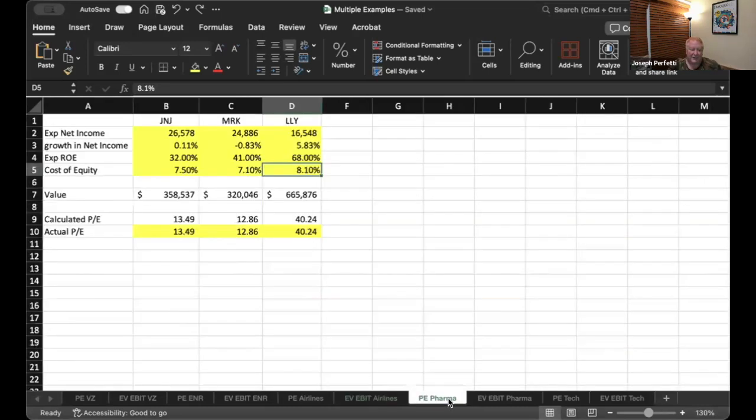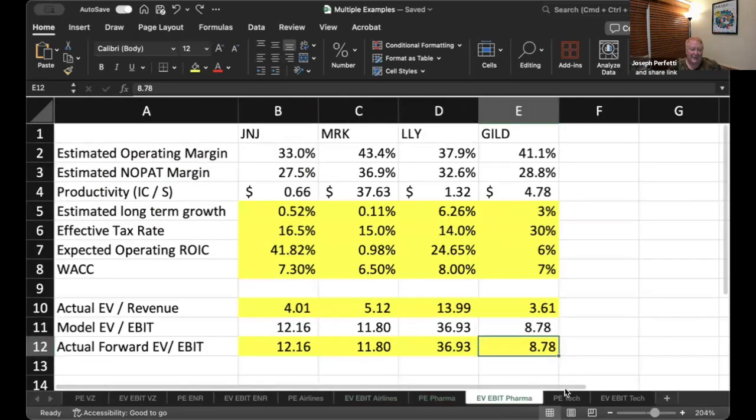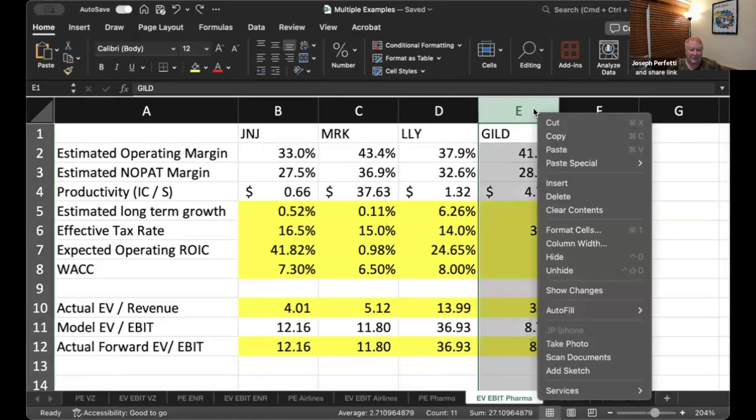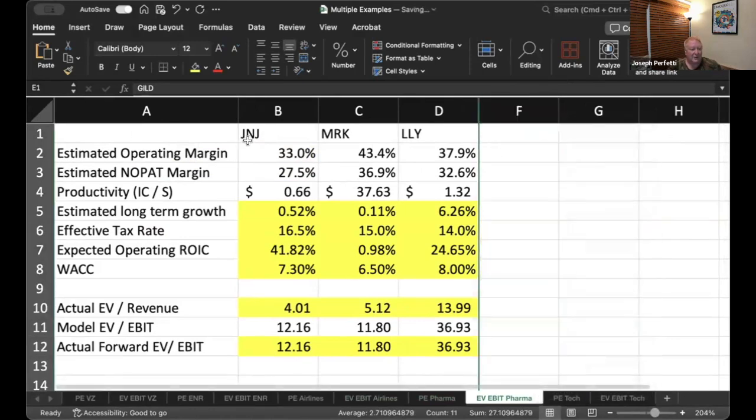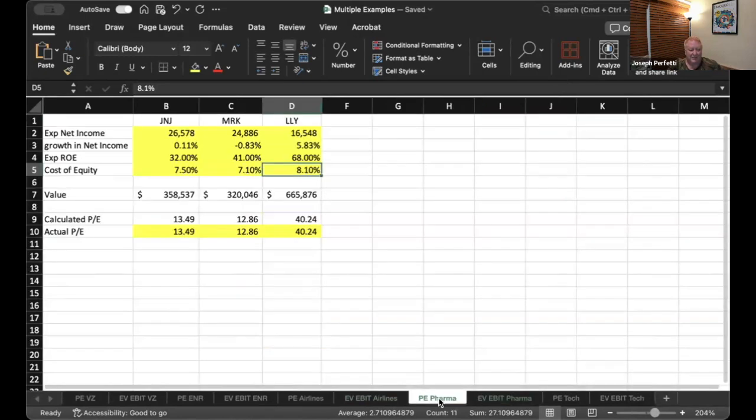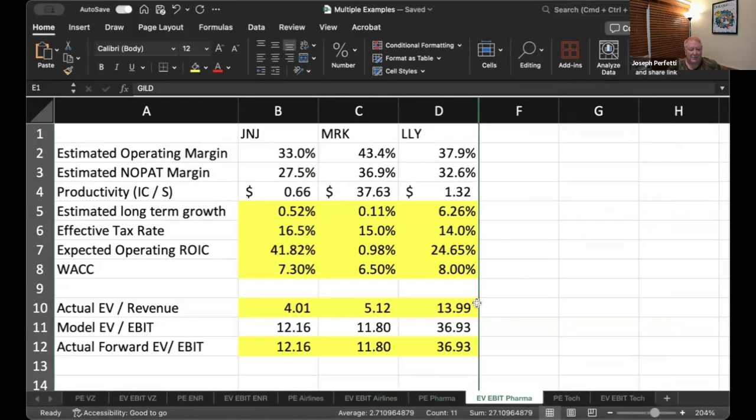Let's jump over here to pharma. These are the EV to EBITs, and again, I didn't finish this one, so I'm going to hide this. J&J, Merck, Lilly, right? As opposed to PEs. So why is J&J trading at a slight premium to Merck, 12.16 versus 11.8? Well, number one, J&J is expected in the future to have a pretty high spread, 41.8% against a 7% WACC. Merck, 1% against the 6.5% WACC.